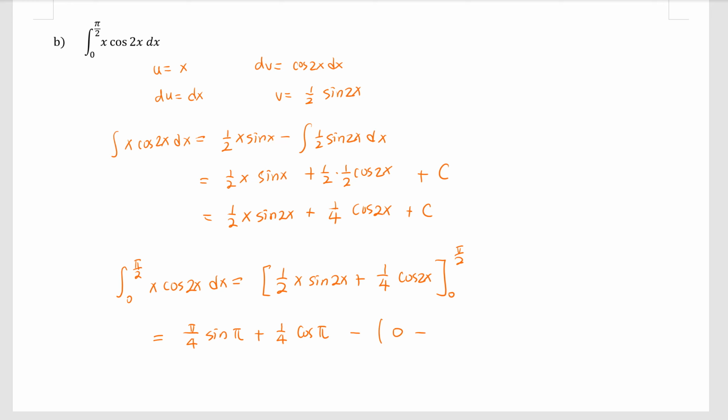The second thing, cosine 0 is 1. All right, what's sine pi? You see, sine pi is 0. What's cosine pi? It's minus 1. Oh, so it's minus 1/4. And here we have another minus 1/4. So the answer is minus half. So far, so good, everybody.